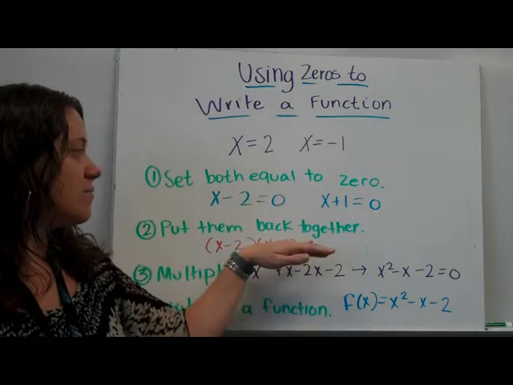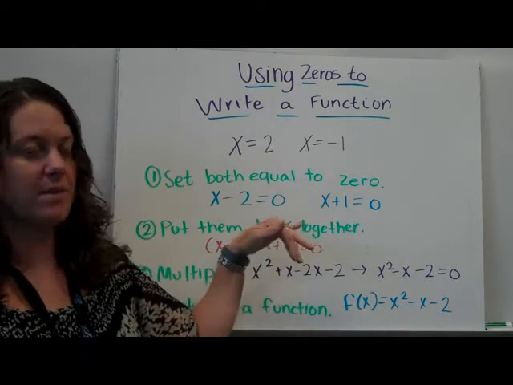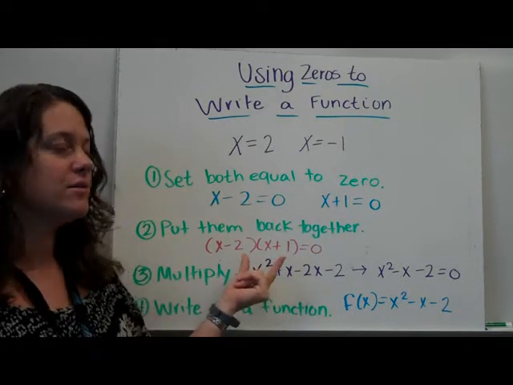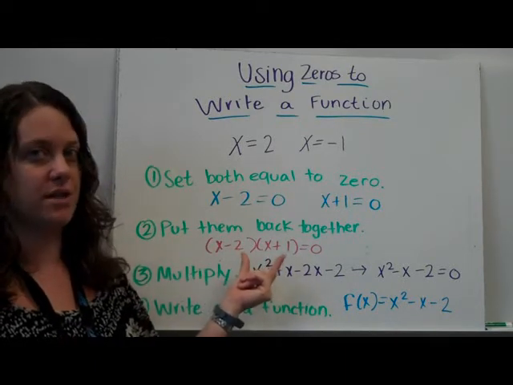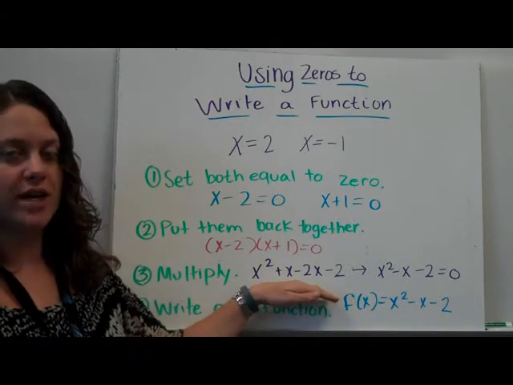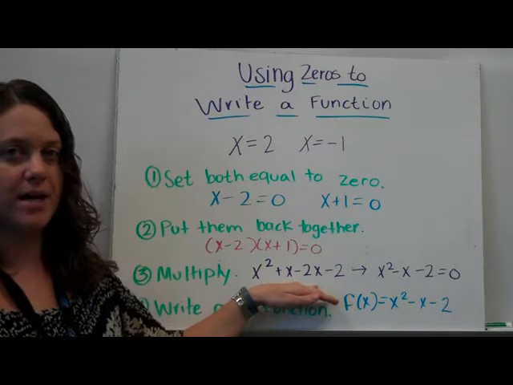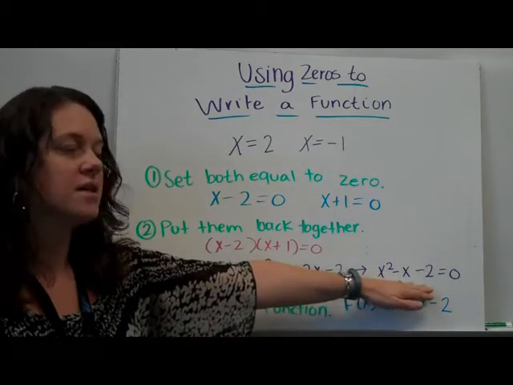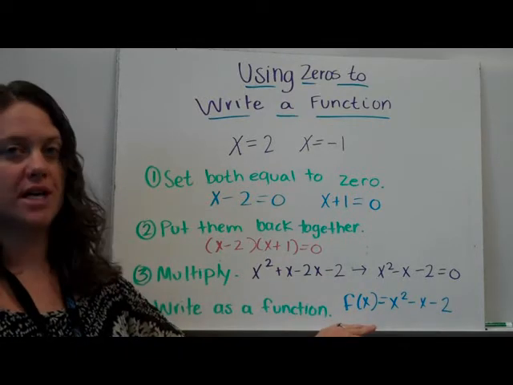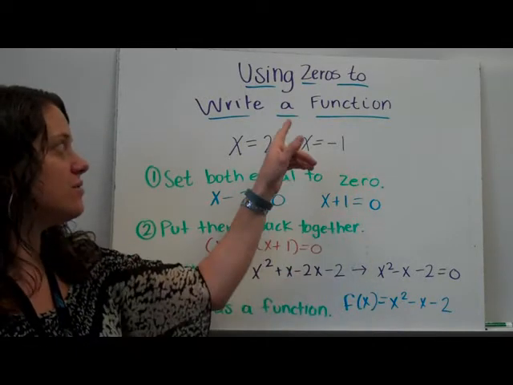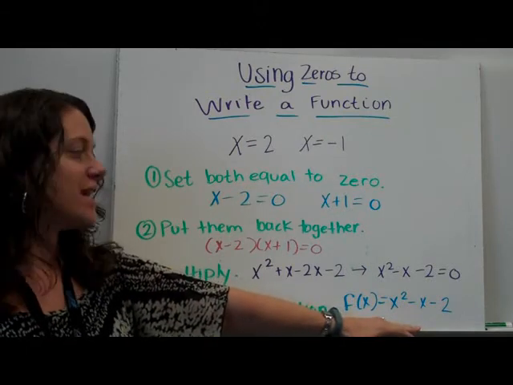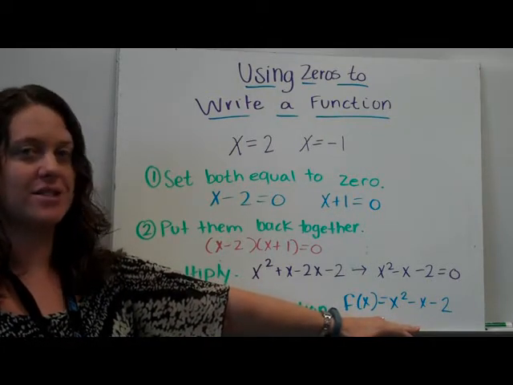Okay, then put them back together. So now I'm going to put them back together as factors. So I write them x minus 2, x plus 1 equals 0. The third step is I'm going to go ahead and multiply. So if I use FOIL or use a table to multiply and then combine like terms, I am left with this. And then the last step is that I'm going to write it as a function, because I was asked to use the zeros to write a function. So I write f of x equals x squared minus x minus 2.